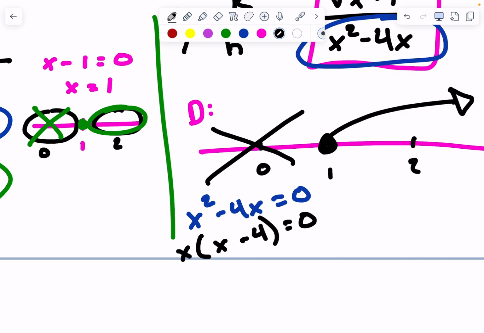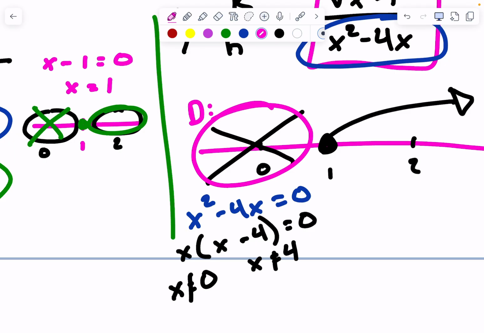Let's pull an x out, right? Okay, so here x is equal to 0 and here x is equal to 4, right? But that means x can't be 0 and x can't be 4, right? We already knew that x couldn't be 0 over here, but they're saying, hold up, we have a problem over here when x is 4. X can't be 4, right?